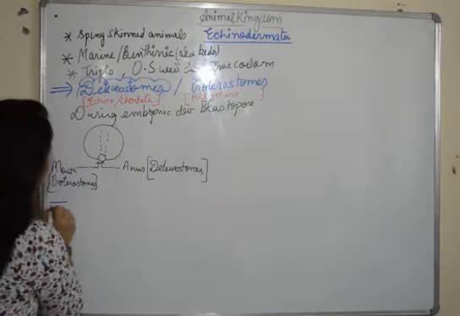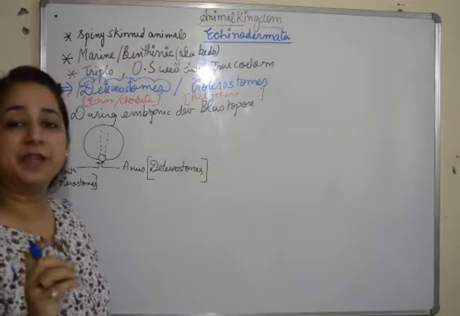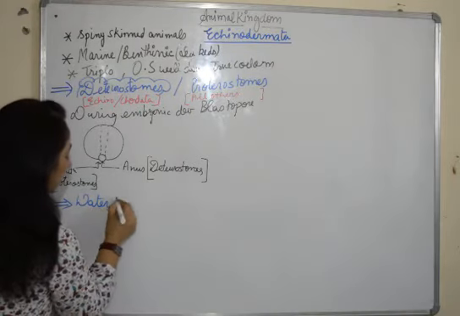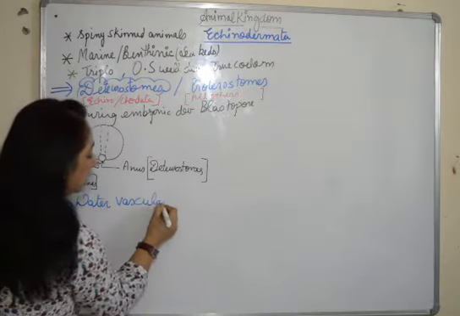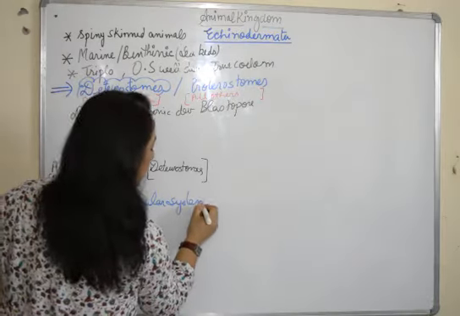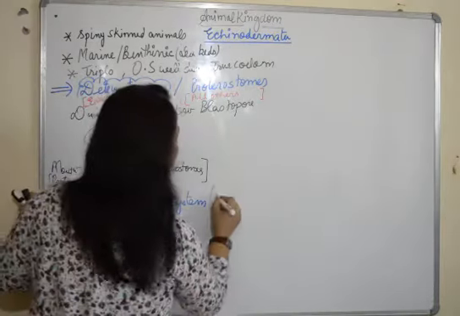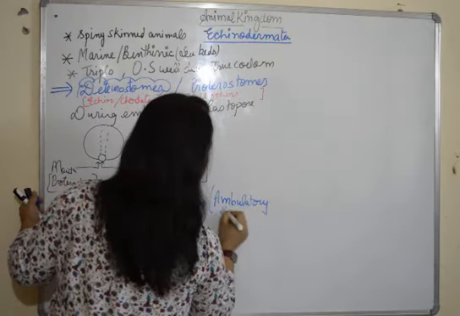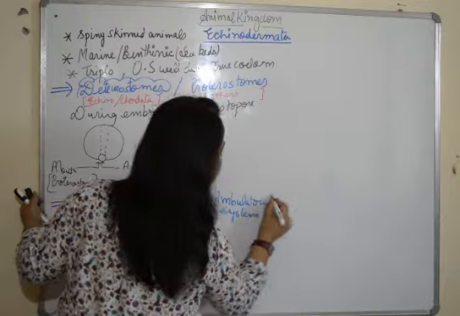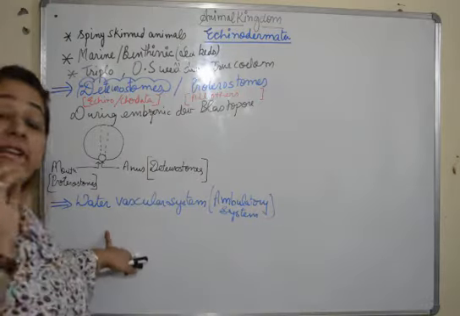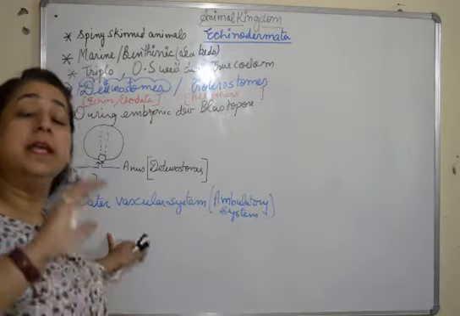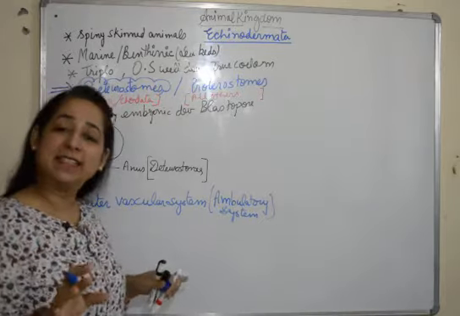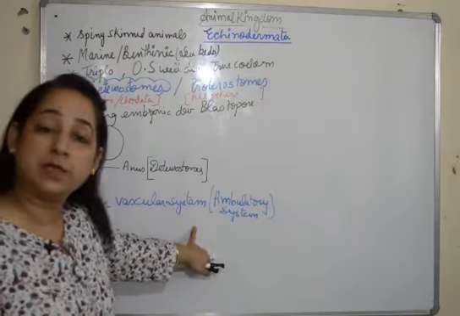Then the next significant feature which is only found in echinoderms is that they have a water vascular system, which is also known as the ambulatory system. We'll talk in detail about the water vascular system in our next video, where we'll take the example of starfish and discuss the water vascular system.